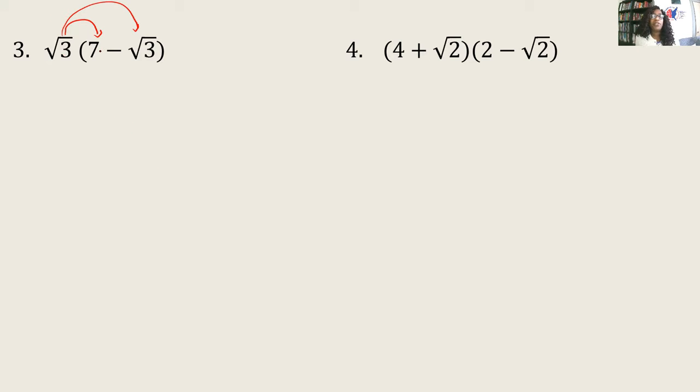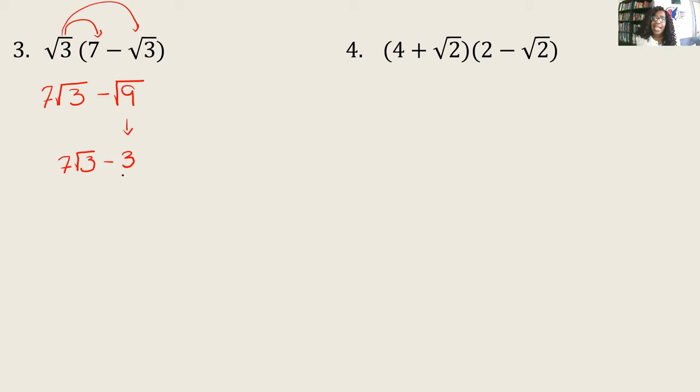So square root of 3 times 7 gives me 7 square root of 3 minus square root of 3 times square root of 3 gives me the square root of 9. So now, square root of 3, that's prime, so I can't do anything with that. But the square root of 9, I can simplify that because that's one of those perfect square roots. So that gives me 3.